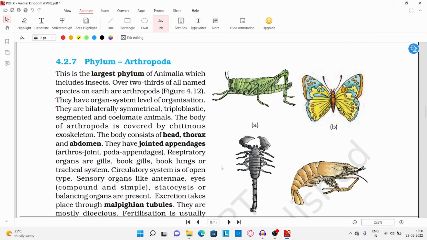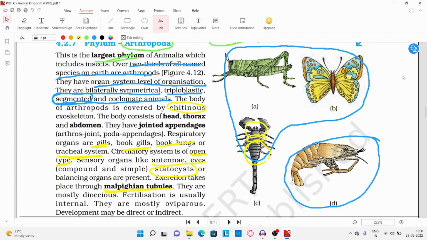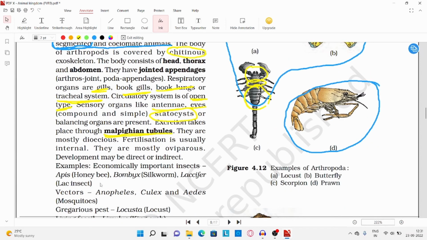In some, the development is direct, like scorpion. A scorpion has little mini scorpions as its pups, which are anatomically similar to the adult but not completely developed, and then they grow up. And then you obviously know the butterfly. They have a caterpillar stage and the whole cycle of metamorphosis.